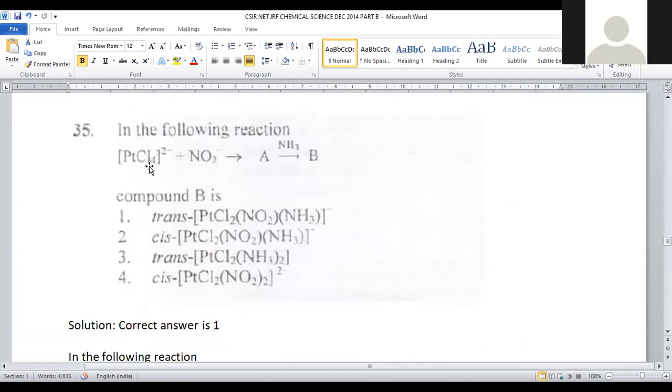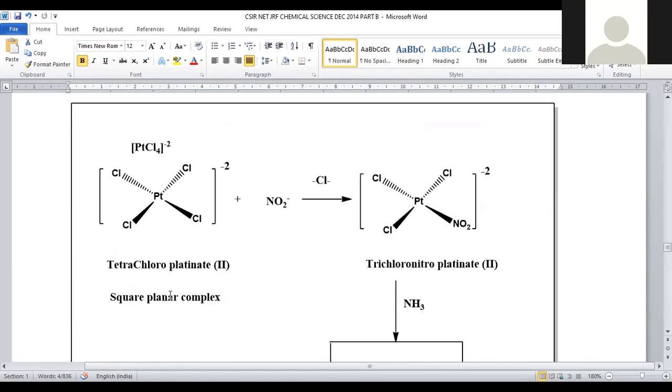In the following reaction, tetrachloroplatinum(II) was taken. This is a square planar complex of platinum. So whenever you observe any platinum or palladium complex, most of the palladium and platinum complexes exist in square planar geometry. And it will be treated with the ligand NO2-, the nitro ligand, and this will turn into a compound A. This compound A will be further treated with another nucleophilic ligand, ammonia, and we will get the final product B. Then we have to find what the reaction sequence is and what the products A and B are. Let us go with the detailed mechanism.